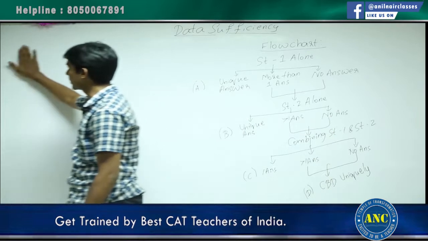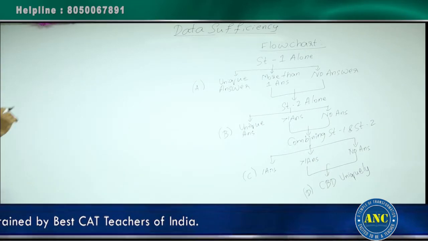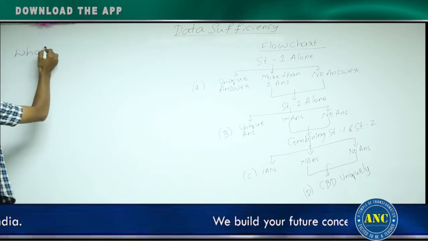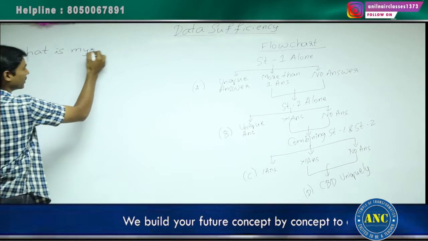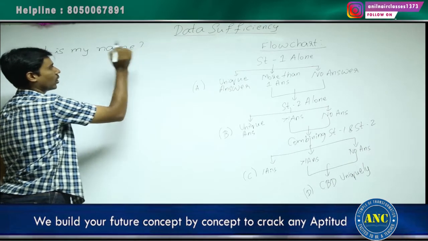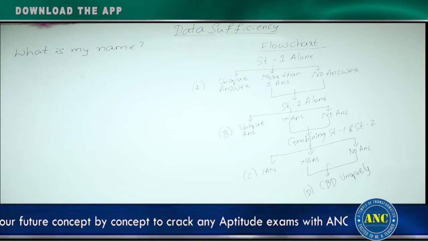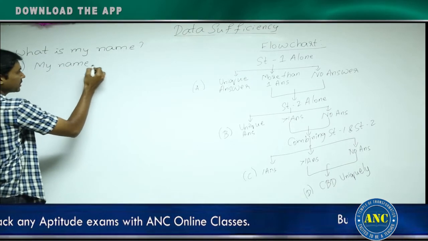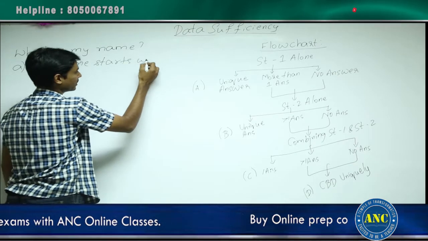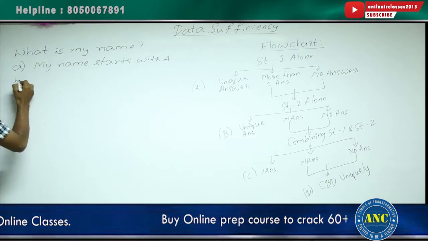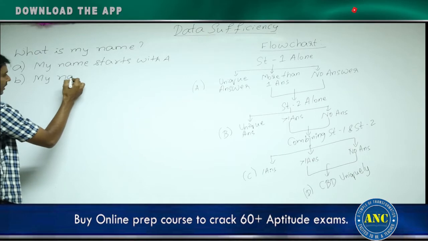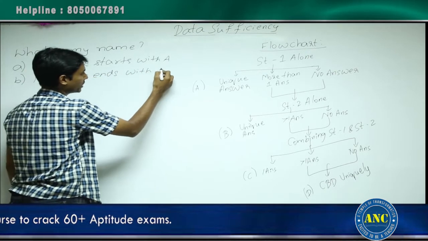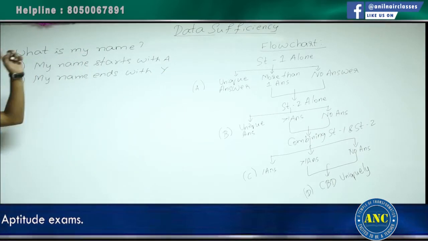To understand the flowchart effectively, I will give you a small example. Just listen to this example, you will understand the flowchart very clearly. I will take the example of my name. Suppose your main statement is, what is my name? It is followed by two statements. First statement is, my name starts with A. Second statement is, my name ends with Y. For the people who don't know, my name is Ajay. I am taking the same example.